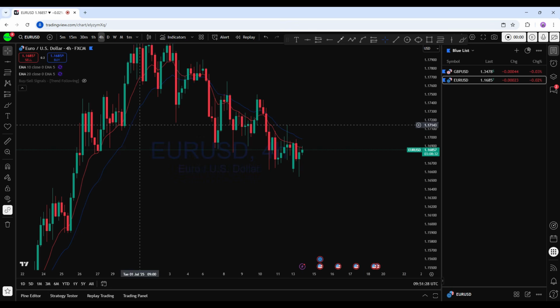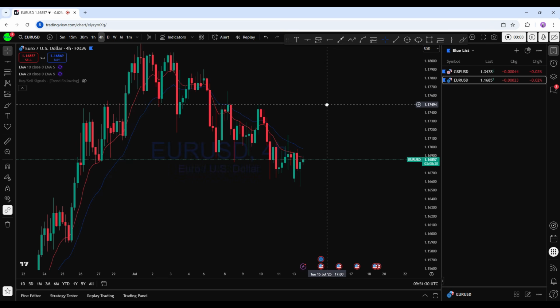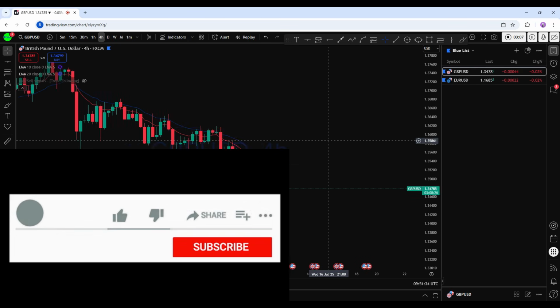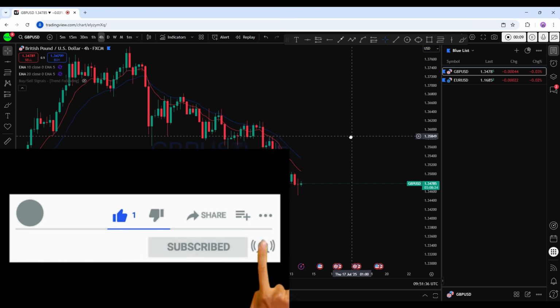Hello trader, this is complete multi-time frame analysis on Euro Dollar and British Pound US Dollar. Both of these instruments currently showing significant trading opportunity.